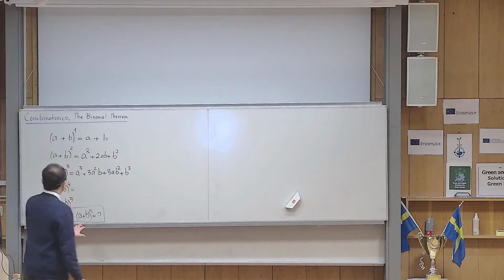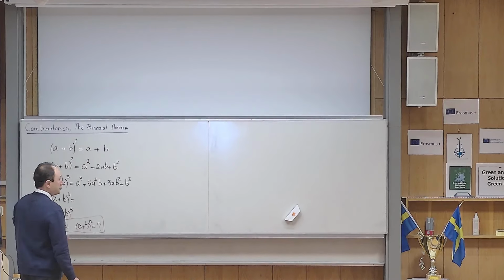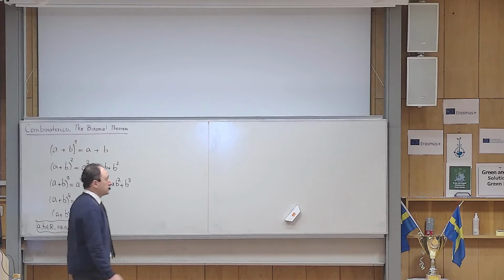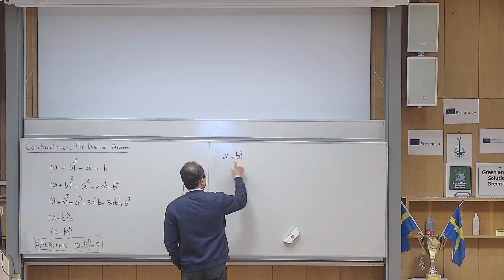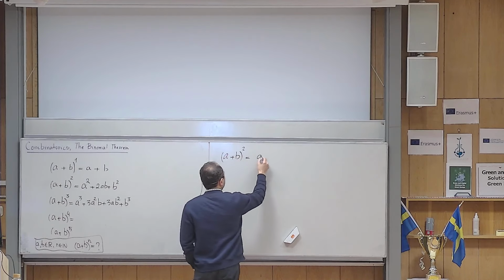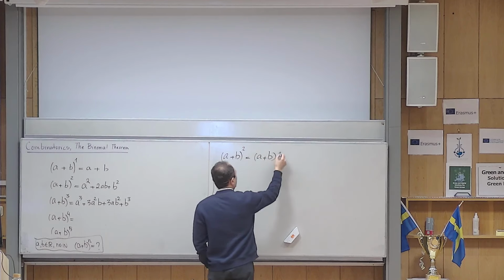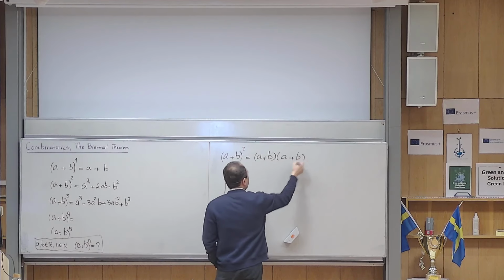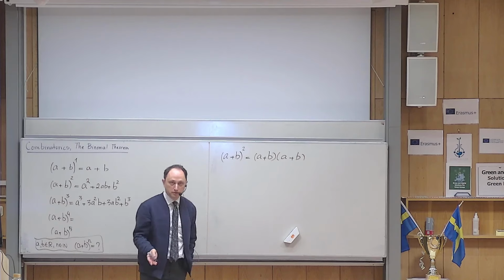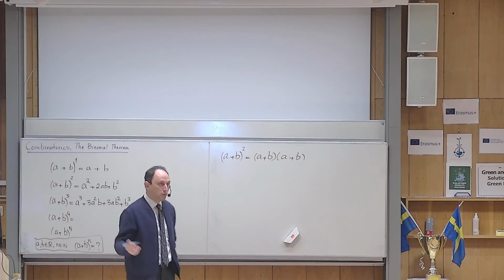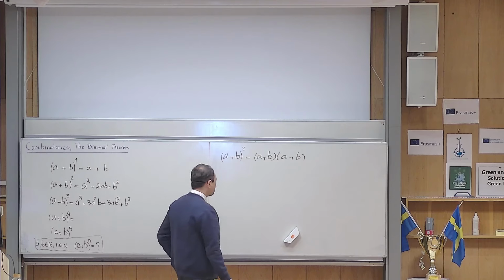So let us start. This is a very trivial case, so let us forget about that. But let me start from a plus b to power 2. So a plus b to power 2 means what? Means a plus b multiplied by a plus b. If I want to multiply this pair of brackets by the other pair of brackets, I have to consider all possible products. Okay? So what are the possible products?